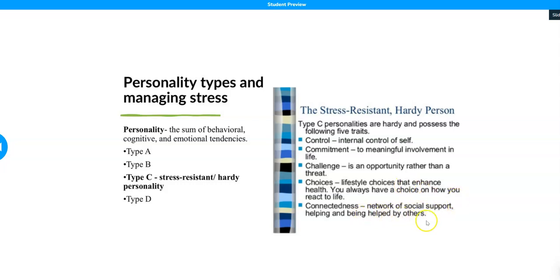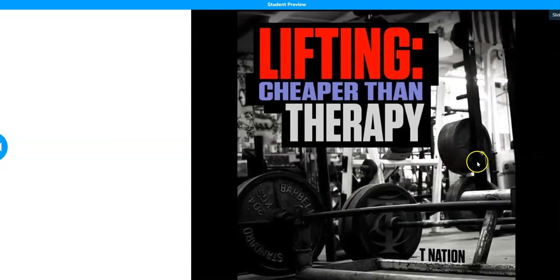And then connectedness. You have a network of social support, helping others, whether that would be your family, friends, your church, mosque or synagogue or temple or whatever that is. So there's different items that are out there that you can get connectedness. Maybe a team. When I was coaching track and field, I would encourage my athletes to talk to other members of the team and build connectedness.